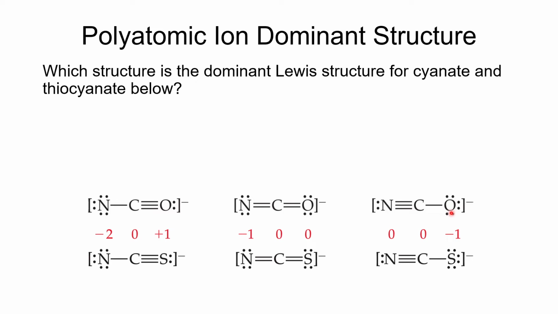For the thiocyanate, here we put the negative charge on nitrogen, and then on this one we put the negative charge on sulfur. Well, if we look at the electronegativities for nitrogen and sulfur, nitrogen is 3.0 and sulfur is 2.5. So nitrogen is more electronegative. That means this middle structure for thiocyanate is going to be better than the structure over here. So our best structure for cyanate is the one on the right, and for thiocyanate, it's the one in the middle. That's kind of interesting because we had different atoms.